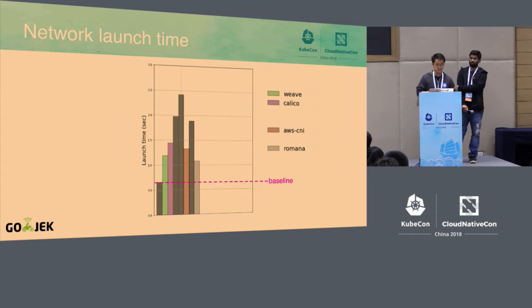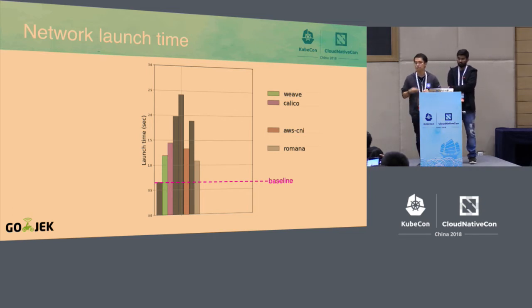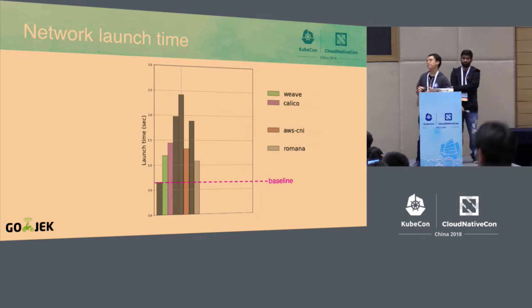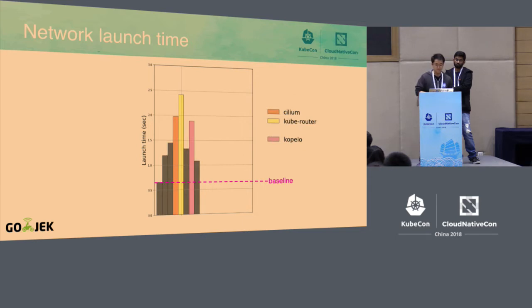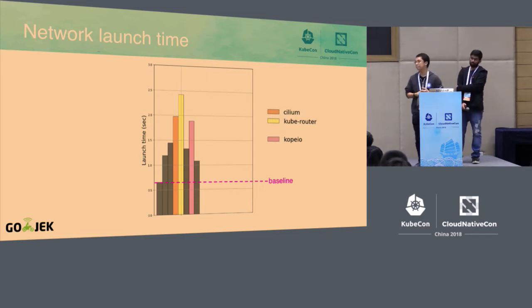For these four CNI plugins, add around 0.5 to 1 second additional network launch time whenever kubelet creates a pod. Keep in mind that network launch time doesn't include the image being downloaded, because the kubelet container create state comes after the image download. Also for these three, Cilium, kube-router, and kube.io, they add an additional 1 to 1.5 seconds.